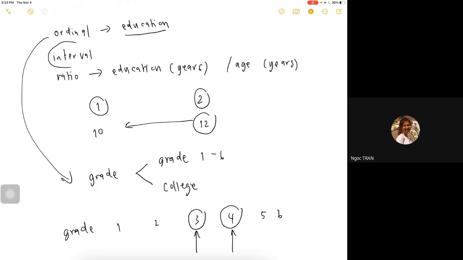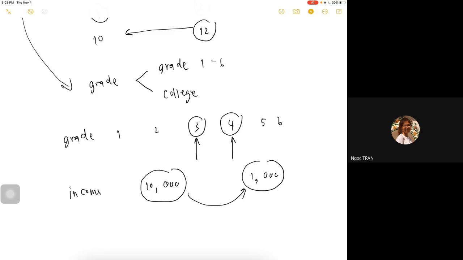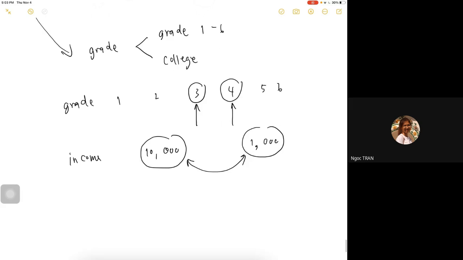And for interval, let me give you some example. For example, income. For ratio, if I have $10,000 and you have $1,000 for your income, I can tell you that I have higher income than you, and I know the amount that I earned, and it is different from how much you earn. We can say exactly the amount.